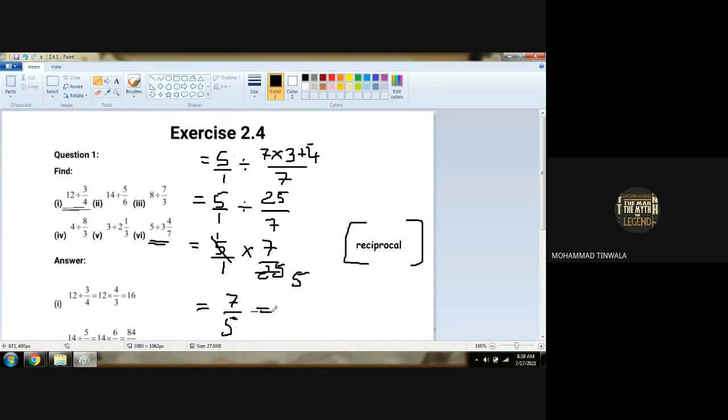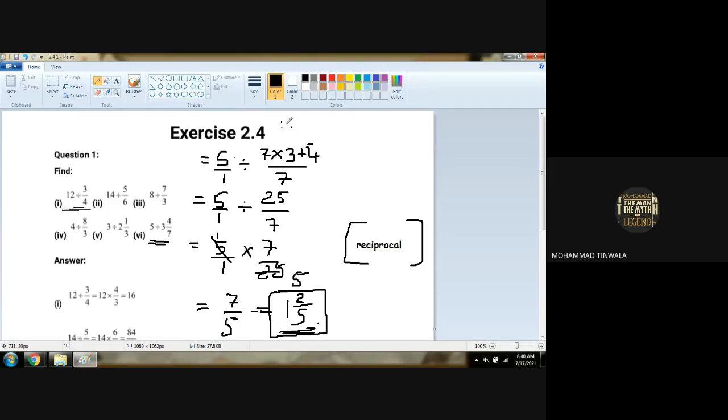Who will tell me what we have to do here? Reciprocal. Reciprocal. Sir, this expression is our answer. So therefore, at the end you have to write, therefore 5.